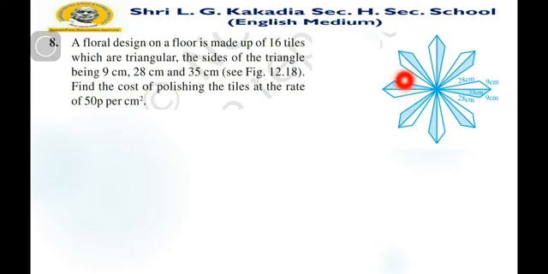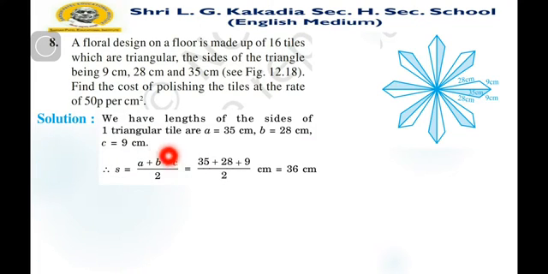First we have to find the area of this floral design. Here you can see this shape is made by two triangles, and there are 16 such tiles. If we find the area of one triangle and then multiply it by 16, we get the area of this floral design. After that we multiply by 50 paisa, then we can find the total amount.